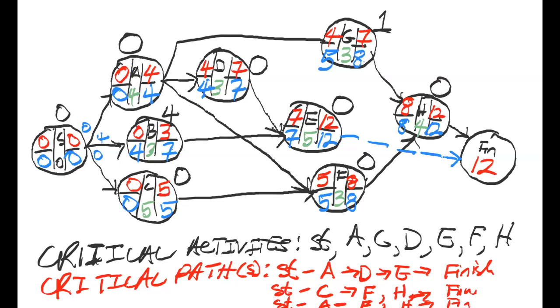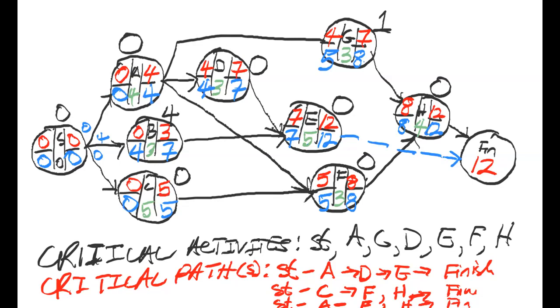So again, look. From start, you go to A. From A, you go to D. From D, you go to E. From E, you go to finish. That's one. Go back to start, go to A. From A, you branch down to F. From F up to H. From H to finish. You go back to start, you look at the next zero, which is C.